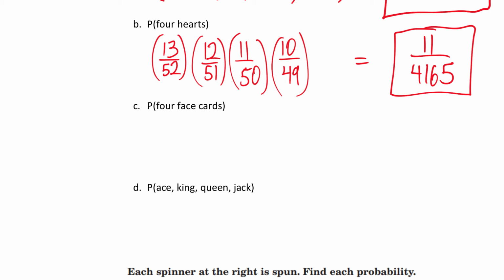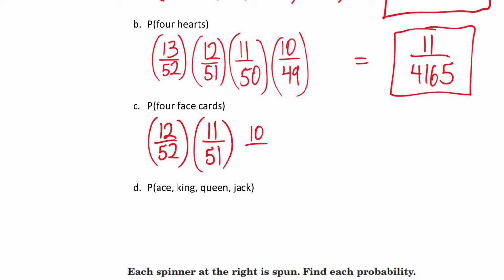There's 12 face cards. So what's the probability of getting a face card in the first card you get? 12 out of 52. There's a total of 52 cards, and there's 12 face cards. Now again, we're keeping it each time here. So what's the probability of getting a face card the second time? 11 out of 51. What's the probability of getting a face card the third time? 10 out of 50. And then what's the probability of getting a face card the fourth time? 9 out of 49.